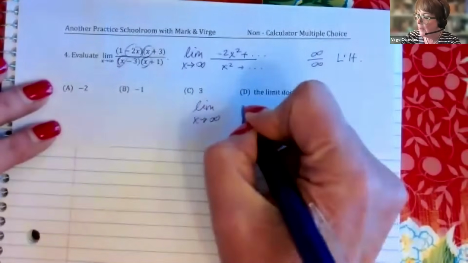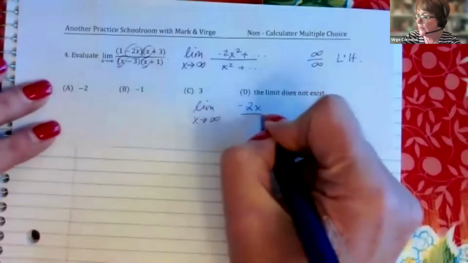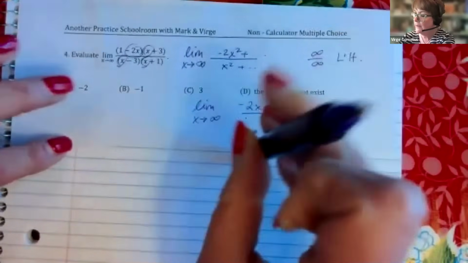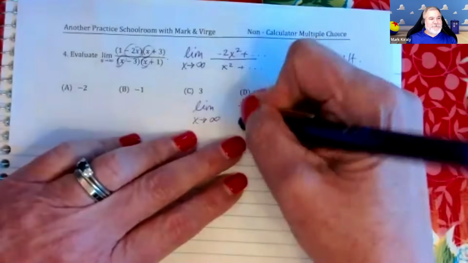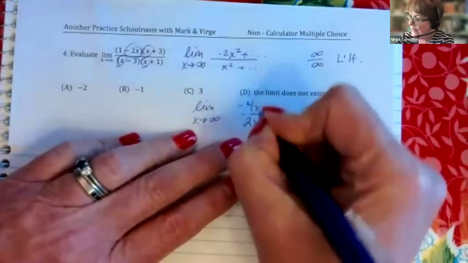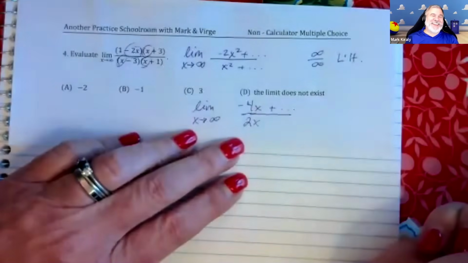So let's see. I'm going to get negative 2x plus, I guess, some terms all over... Ooh, that would be 4x. That's going to be a 4. Yeah, you know what? I already had the 2x in the denominator going in my head. I really thought for a second you were going to go product rule.